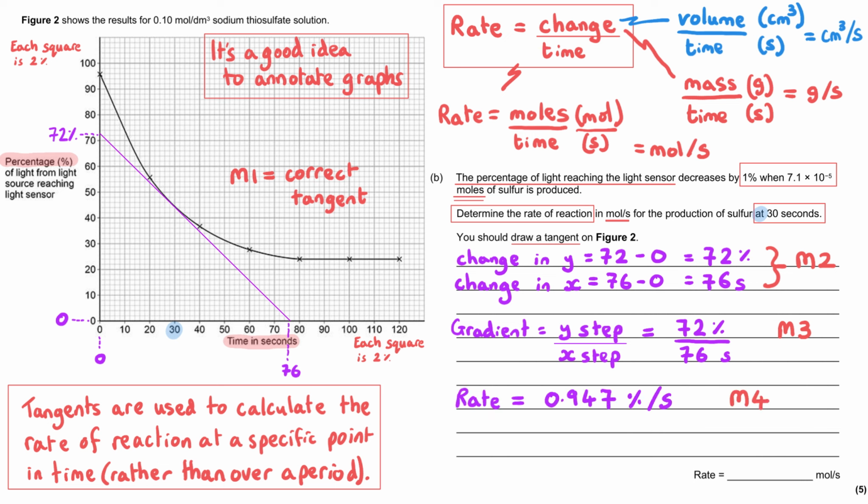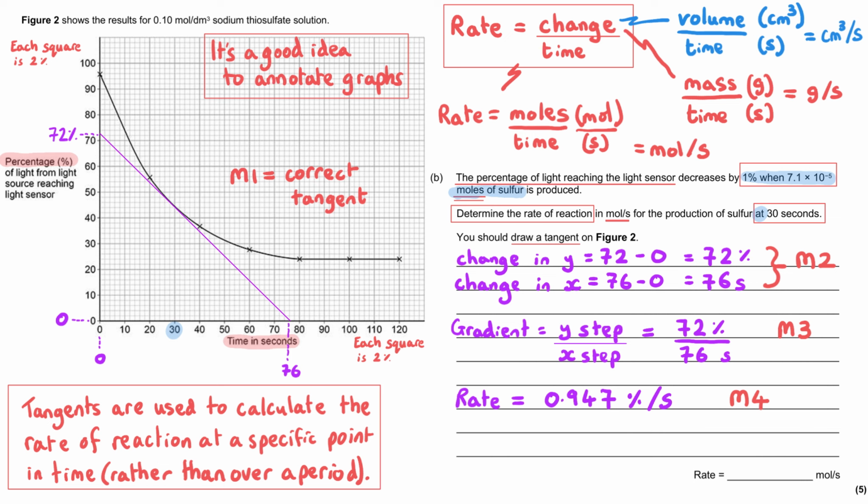And that gets us 0.947. Now, this value is the percentage of light per second, because I've divided percentage by seconds. But we've been asked to work out moles per second. And so that means that we need to convert percentage per second into moles per second by converting percentage into moles. Now, in the question, we were told that a change of 1% means that 7.1 times 10 to the minus 5 moles of sulfur has been produced.